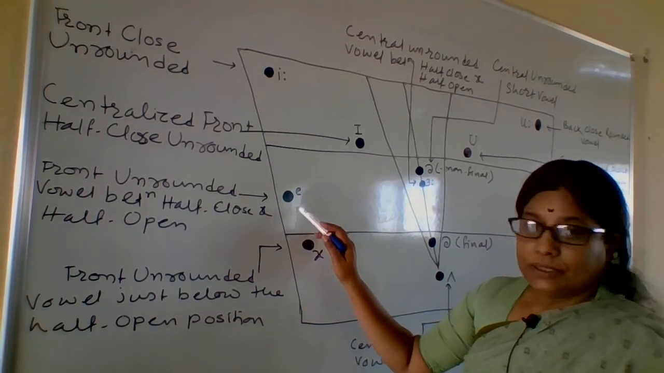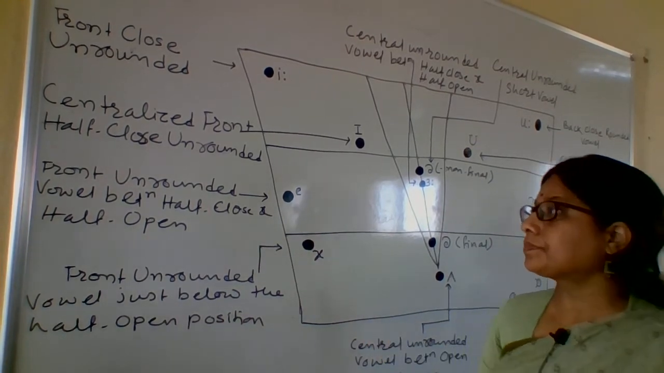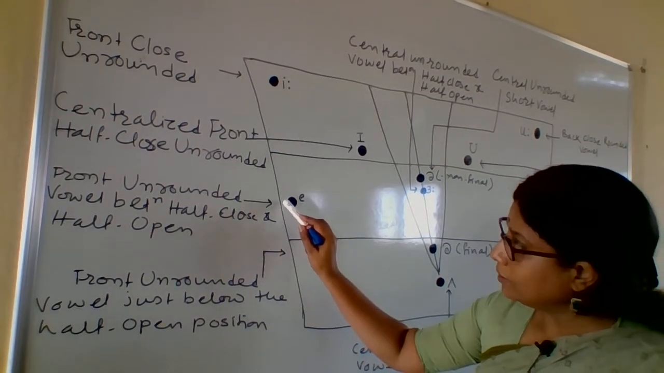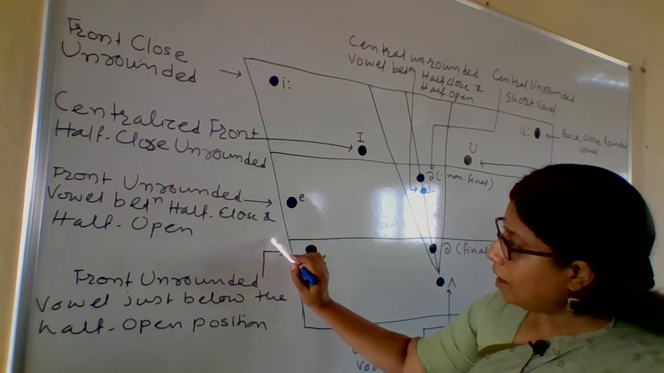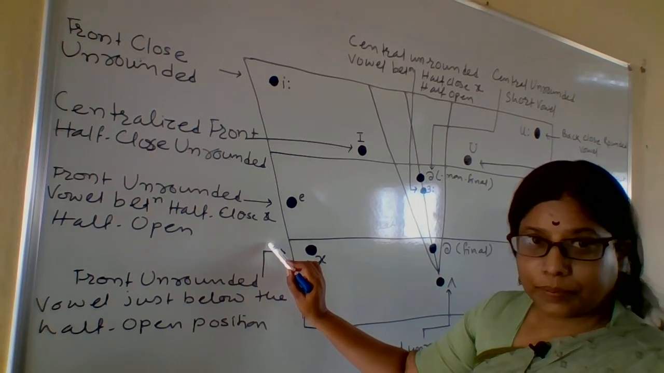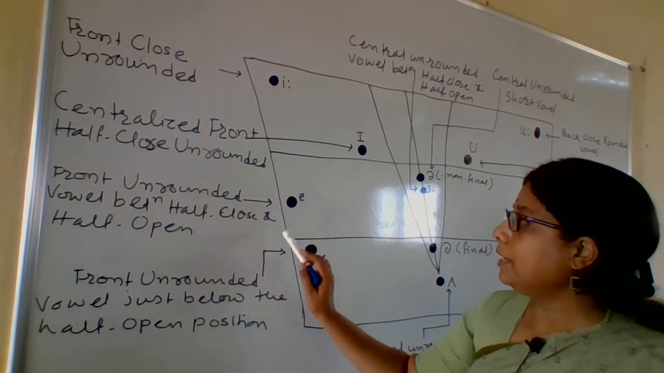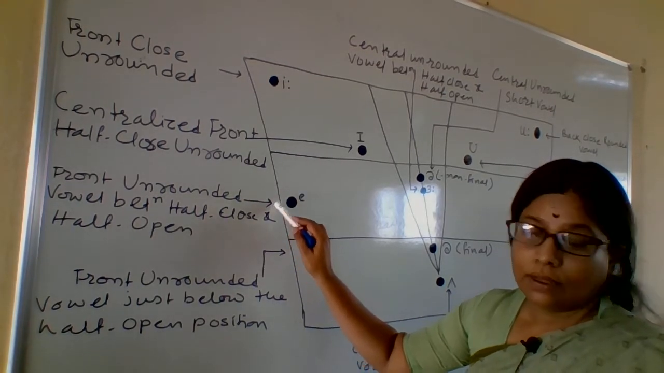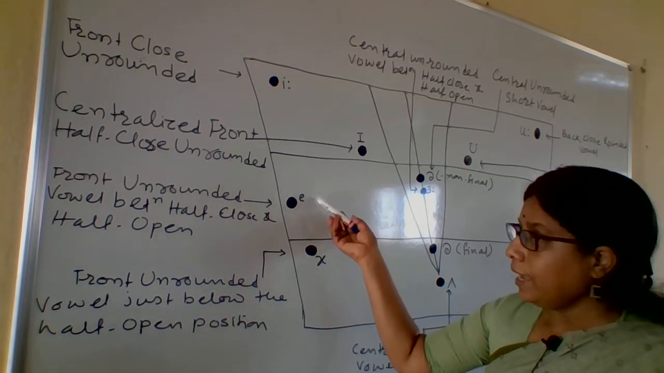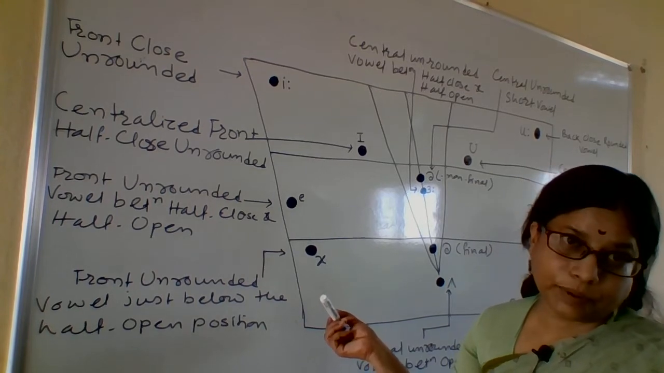Then the third of these front vowels, A, as in let, as in set, as in get. What happens is, the front part of the tongue is raised to a height between half open and half close position. This is the half close position and this is half open position, and the front part of the tongue is raised to a height between half close and half open position. The lips are unrounded, so A is a front unrounded vowel between half close and half open positions.